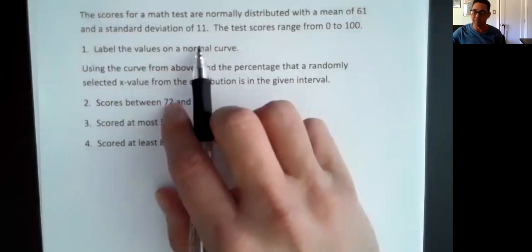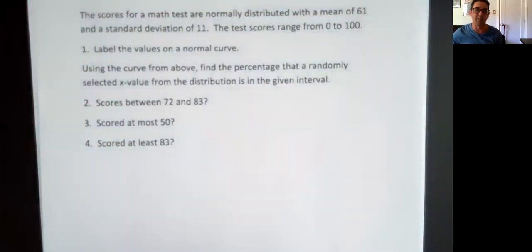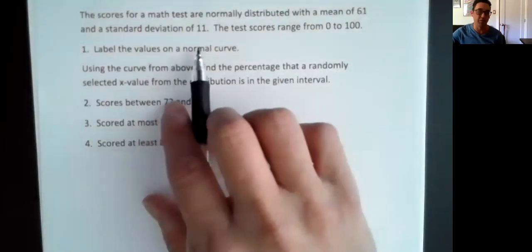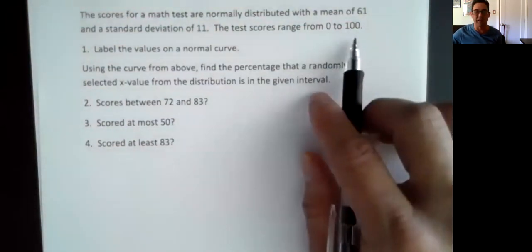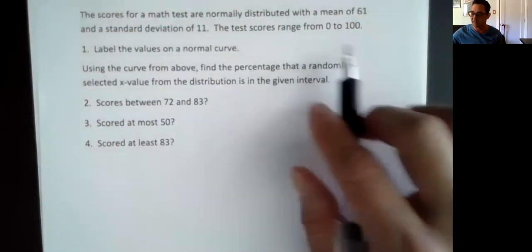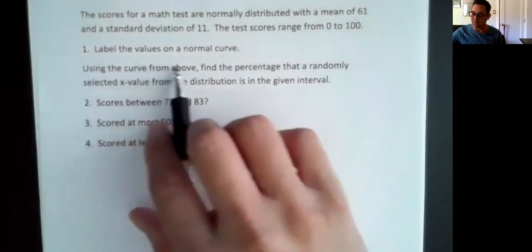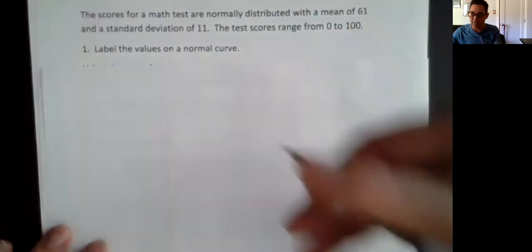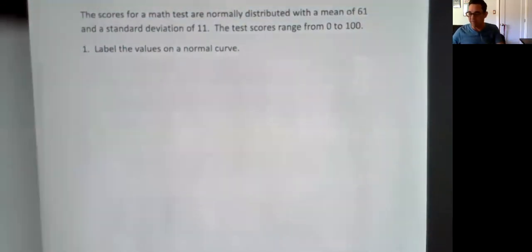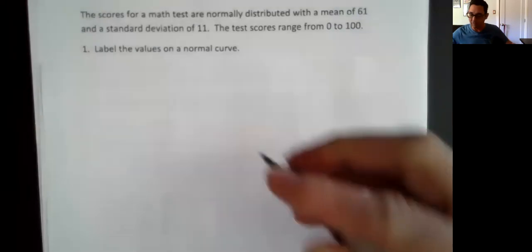Sometimes we could just give you the list and you have to calculate the mean and the standard deviation, and sometimes we just tell them to you if maybe someone calculated it for us. And the scores range from 0 to 100, so that means nobody got extra credit or a higher score. Okay, so first step is to label the values on a normal curve. Here we go with step one. Basing everything off of this, I'm going to draw this bell-shaped curve.